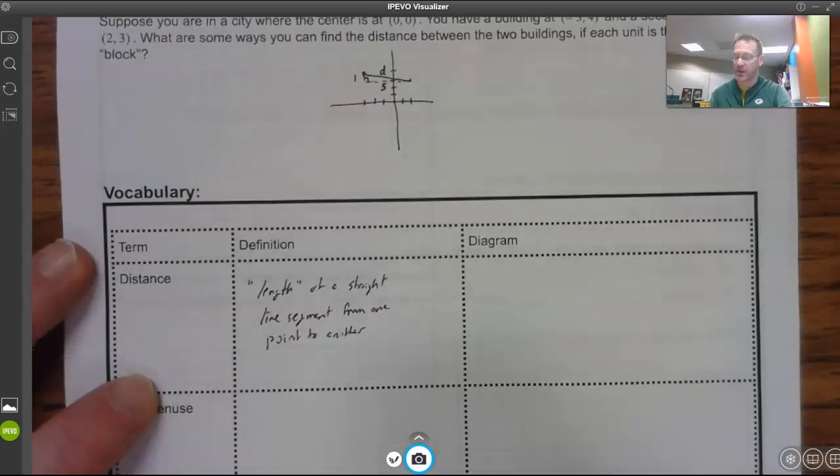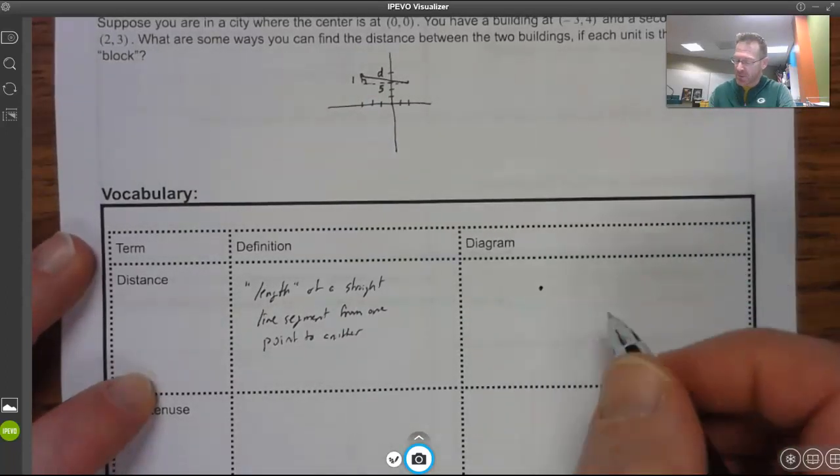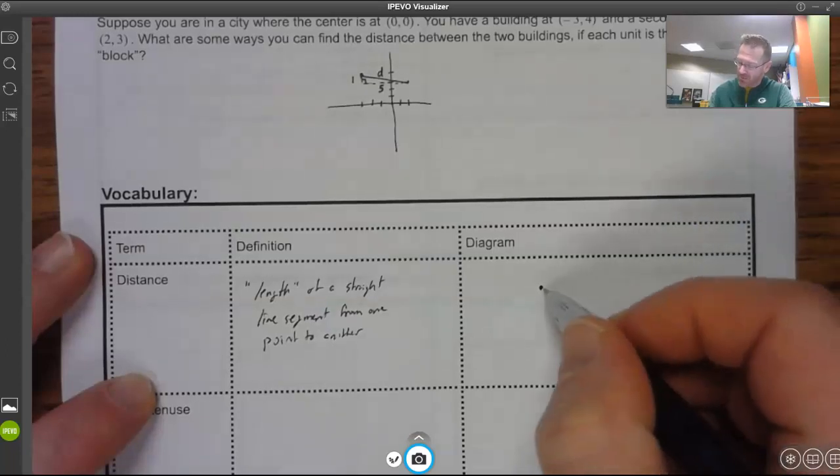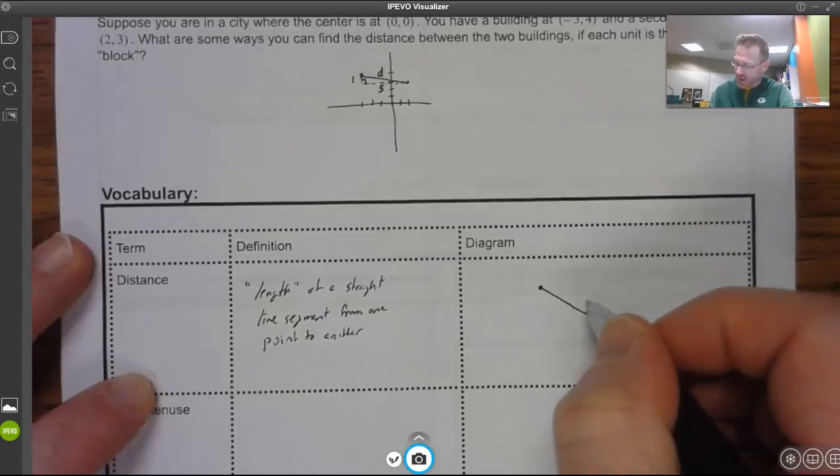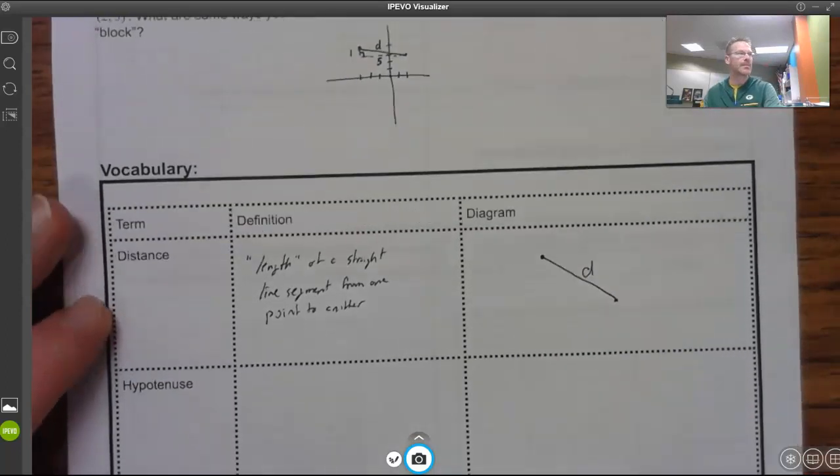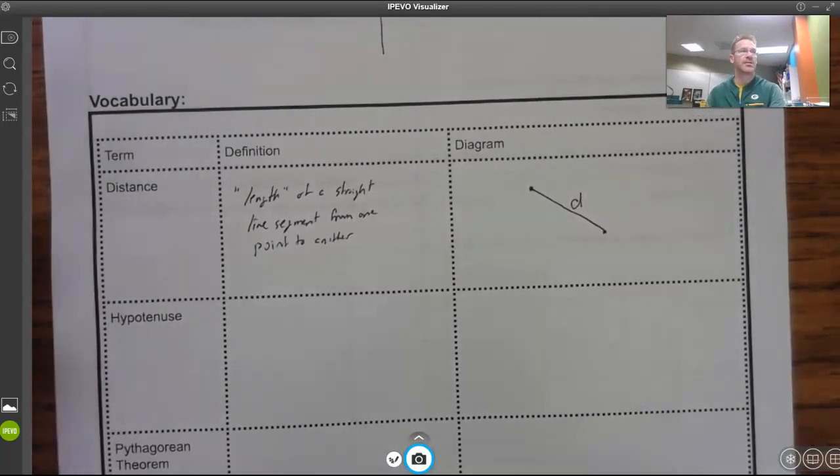It's not wobbly or wavy, all right? And so it's just like whatever 2 points you pick, we're going to find that straight distance. That's our distance. Okay, and then hypotenuse, and that's really what we get.